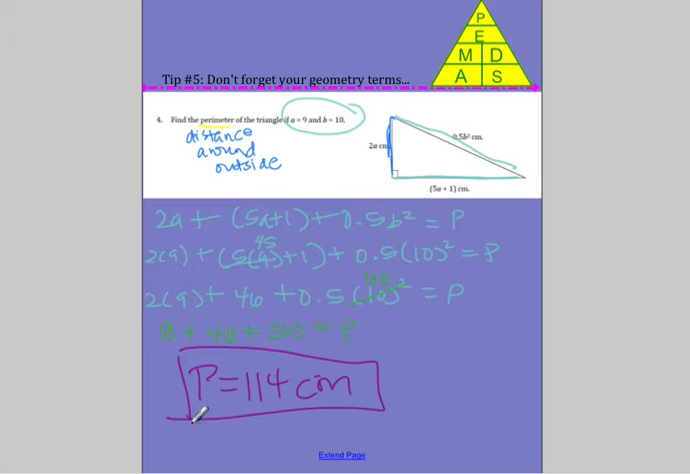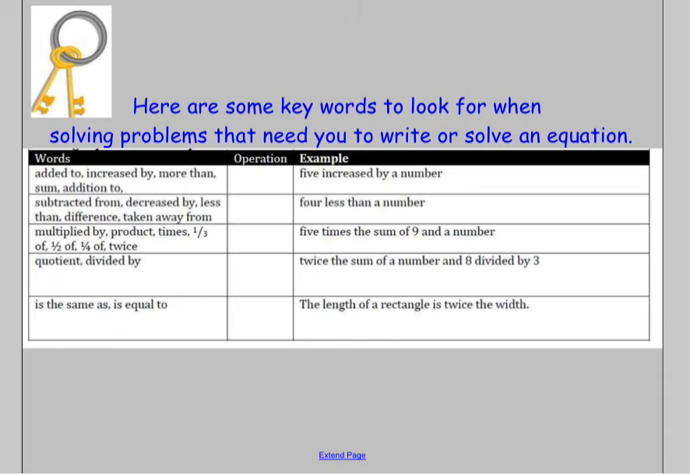All right, so we are going to go ahead and look at how to write expressions and equations. But before we do that, if you want to take another little quick break, you may. If you have any questions, please write them down. So here are some keywords to look for when solving problems that you need to write or solve an equation. Okay, so the words added to, increased by, more than, sum, addition to. The operation for this one would be addition.